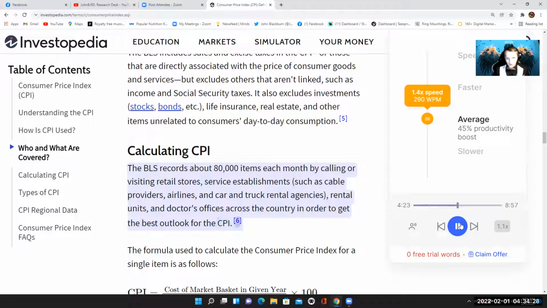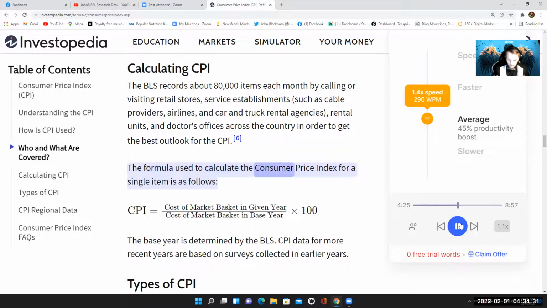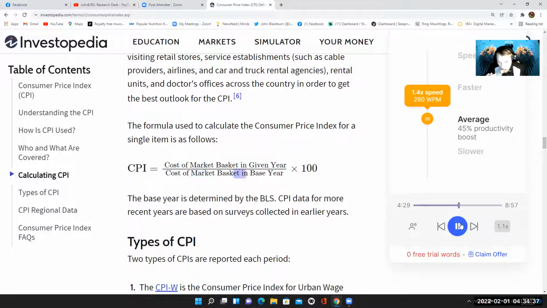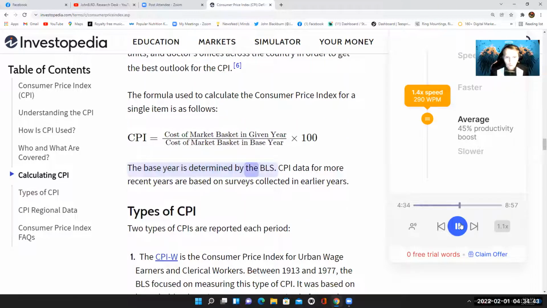The formula used to calculate the consumer price index for a single item is as follows. CPI equals cost of market basket in given year divided by cost of market basket in base year, times 100. The base year is determined by the BLS. CPI data for more recent years are based on surveys collected in earlier years.